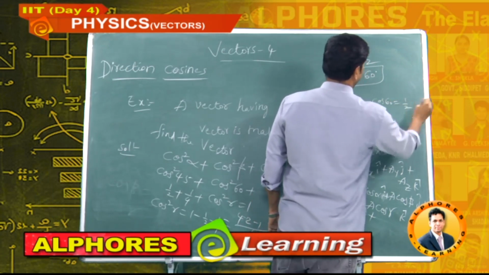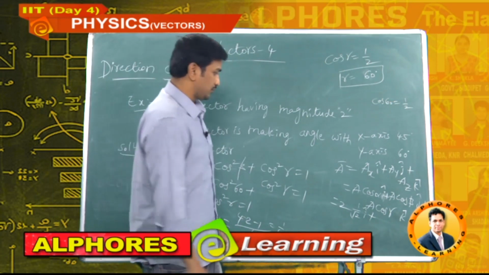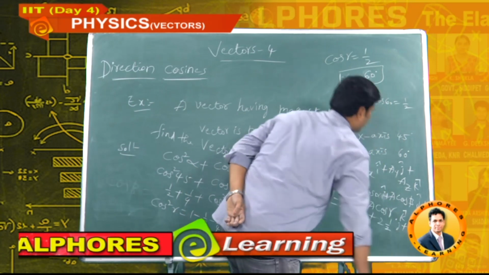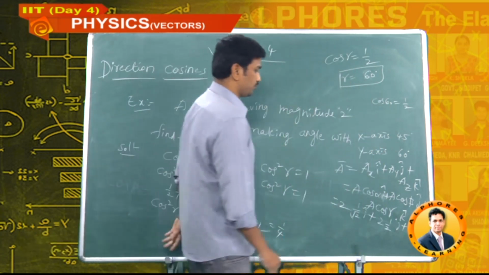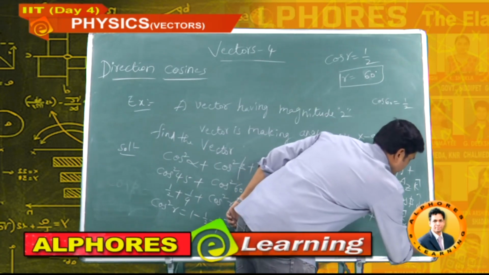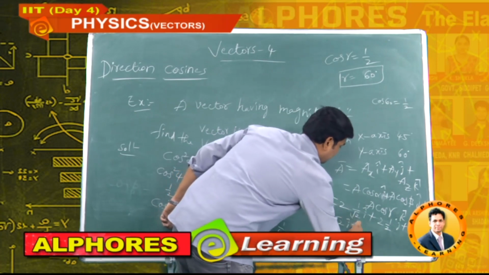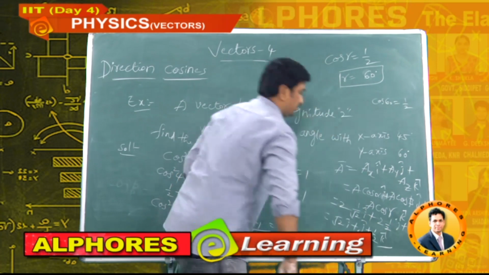Cos 60 is 1 by 2. What is the value of cos 60? Cos 60 is 1 by 2, so 2 into 1 by 2. Now J cap, plus what is gamma? Cos gamma is 1 by 2 into K cap. Now finally, root 2 I cap plus J cap plus 1 by 2 K cap.